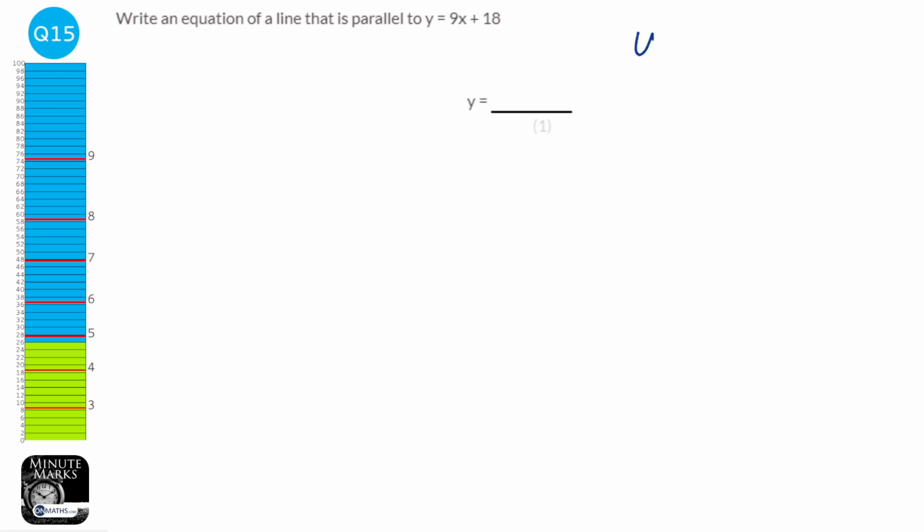The formula y equals mx plus c includes this m, and the m means the gradient. So if we're looking for something that is parallel to y equals 9x plus 18, we're looking at this number here. And for it to be parallel, it needs to have the same gradient. So we could just write y equals 9x plus or subtract anything. Or we could just write y equals 9x, I'm going to say plus 5.